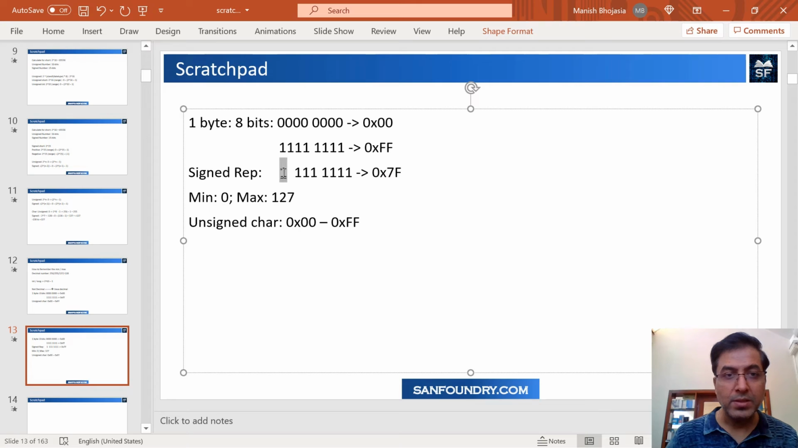In such cases, this will become 0. So I repeat, this is what I am representing here, 7F. Okay, so 7F is 127, and when you say max in the positive direction, if it is 0, positive direction, it is 127. Some of you might still get confused sometimes, right?